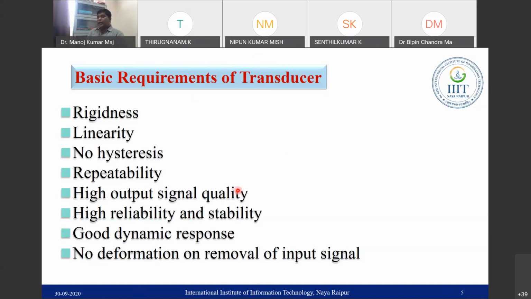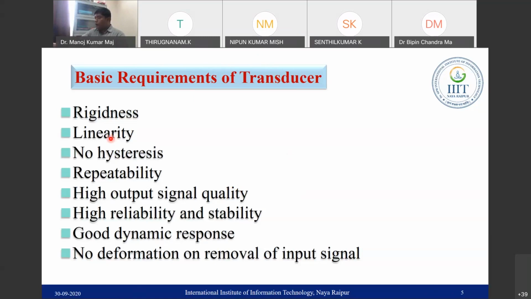Then another point is called linearity. Linearity is an important factor, because whenever we are asking for voltage versus current characteristics, or some other characteristics, the nature should be linear, that is, with an increase in voltage or with an increase in temperature, your voltage value can be constantly increasing. So that kind of linearity is a very important requirement for a transducer.